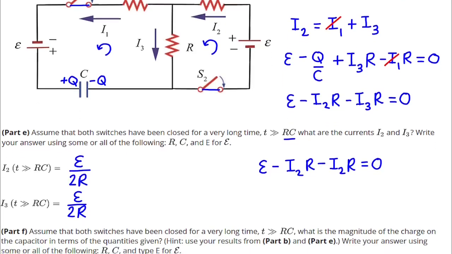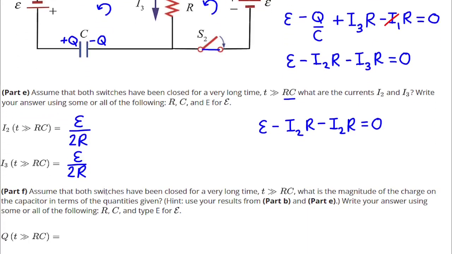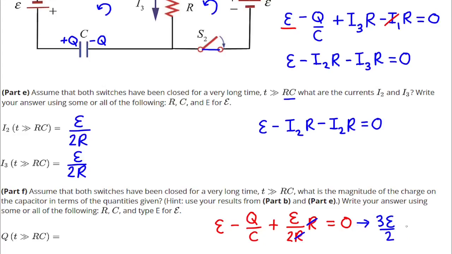And now we'll go to part F. We will again assume the switches have been closed for a very long time. What is the magnitude of charge on the capacitor? So using this expression, we have epsilon minus the charge on the capacitor over the capacitance, plus I3R, which is epsilon on 2R, by R, is equal to 0. So the R's cancel, and we obtain epsilon plus epsilon on 2, which is 3 epsilon on 2, is equal to the potential drop across the capacitor.